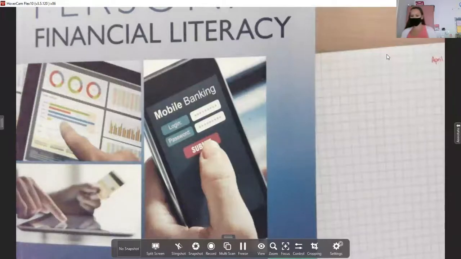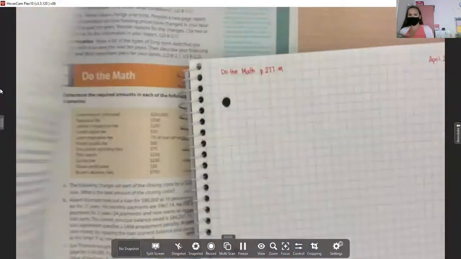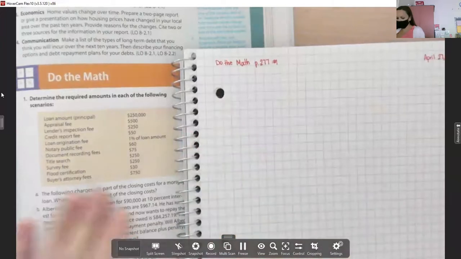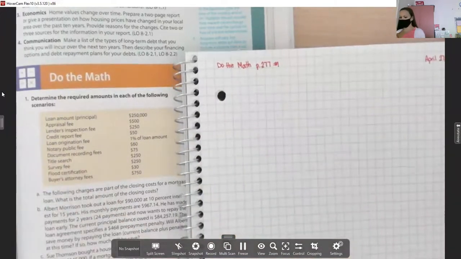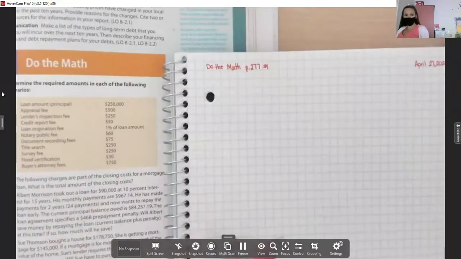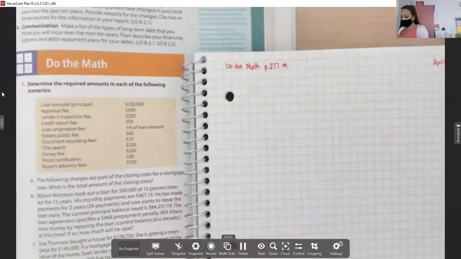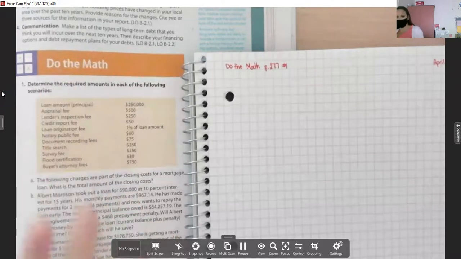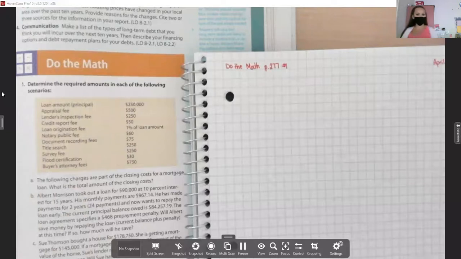So, kind of got this set up. So we're doing number 1 on page 277. We're not going to do number 2 that goes on to the second page. So trying to kind of make it so you can see all of this. Determine the required amounts in each of the following scenarios. So they give you this big old list of all of these things and all of these different costs.